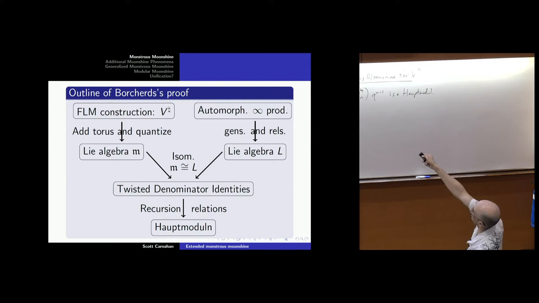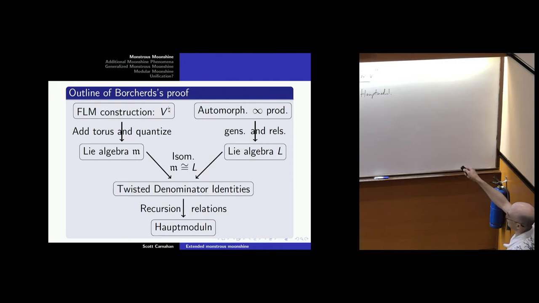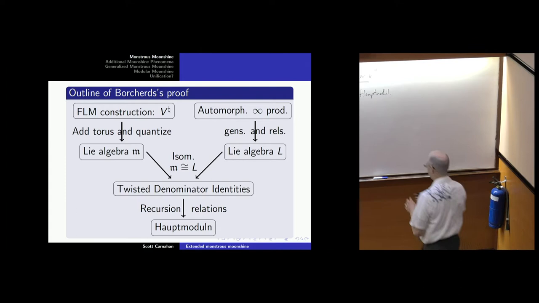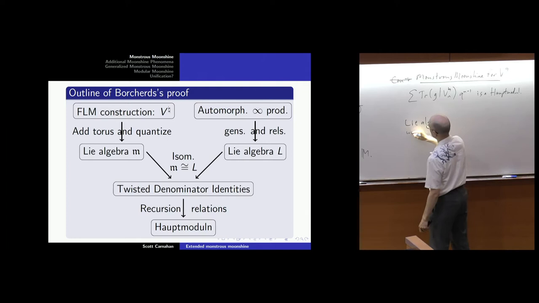So here's V natural, the construction, and there's a functor here, which physicists would call add torus and quantize. And from a vertex algebra, you can get a Lie algebra. Okay, so what's important here is that this is a functor, and so it takes the monstrous symmetry here to monstrous symmetry on the Lie algebra. So on the left side, we get a Lie algebra with monstrous symmetry.